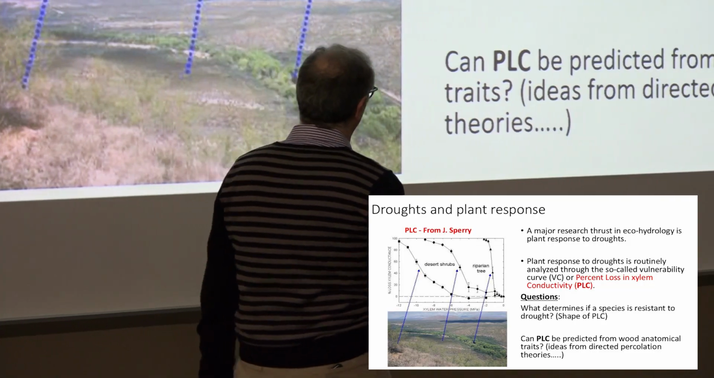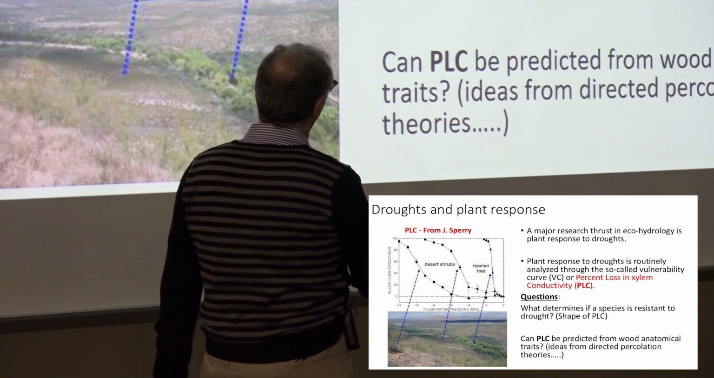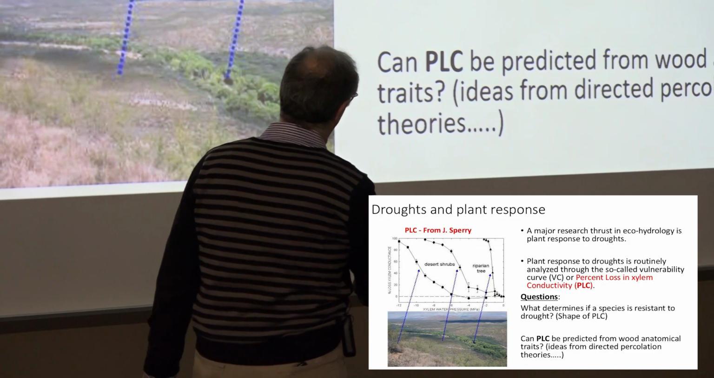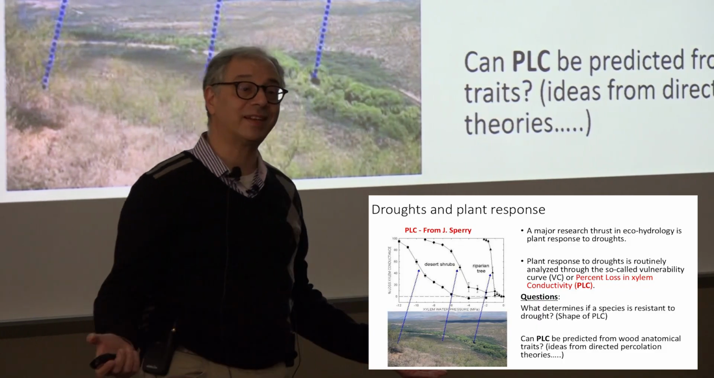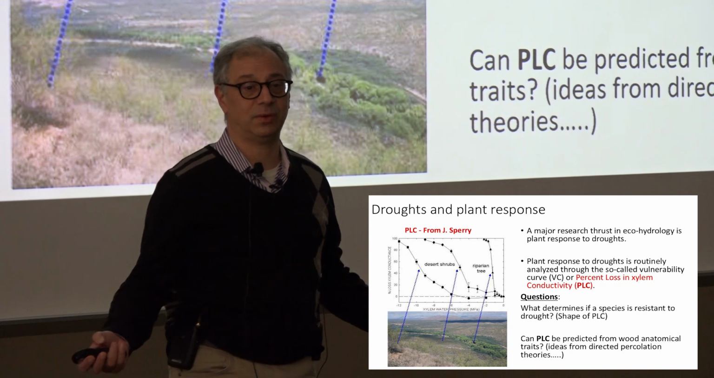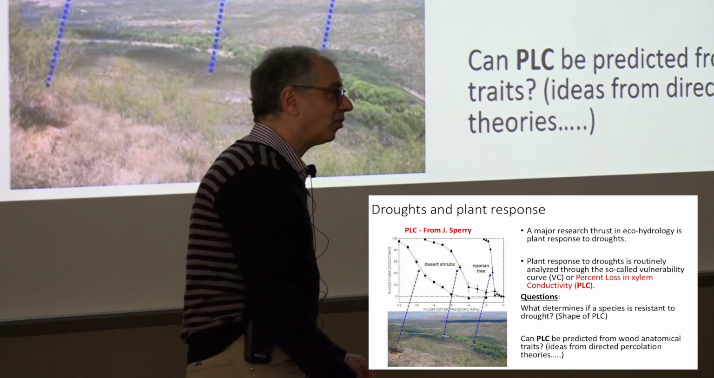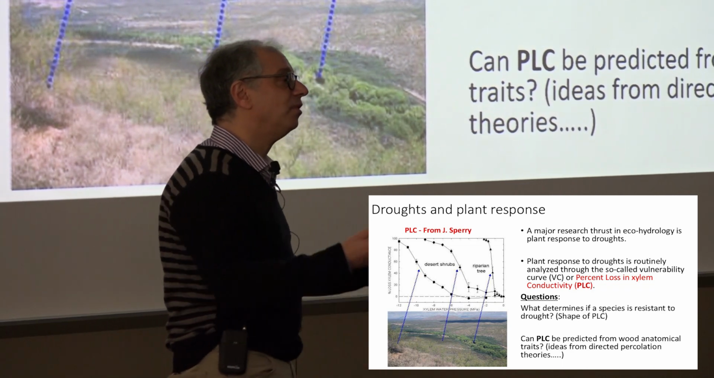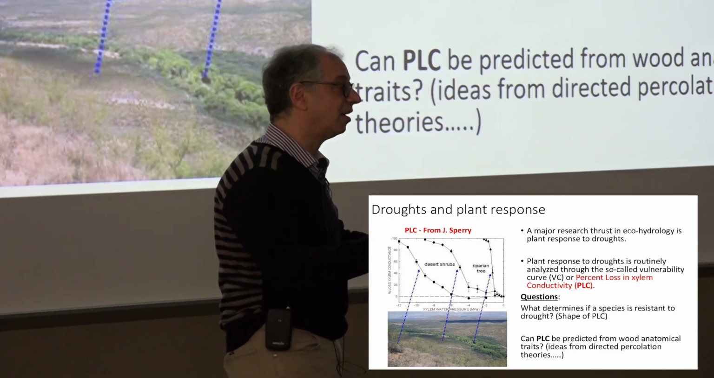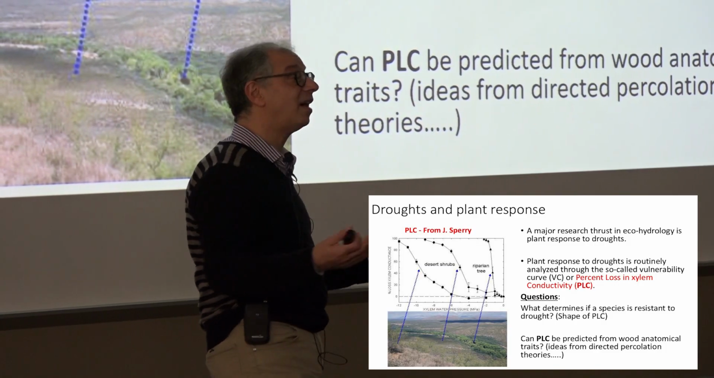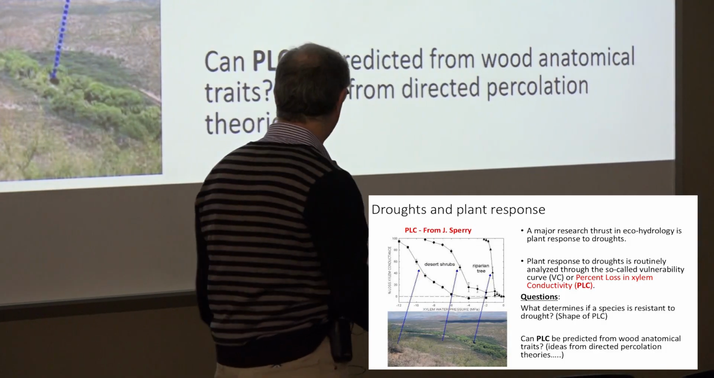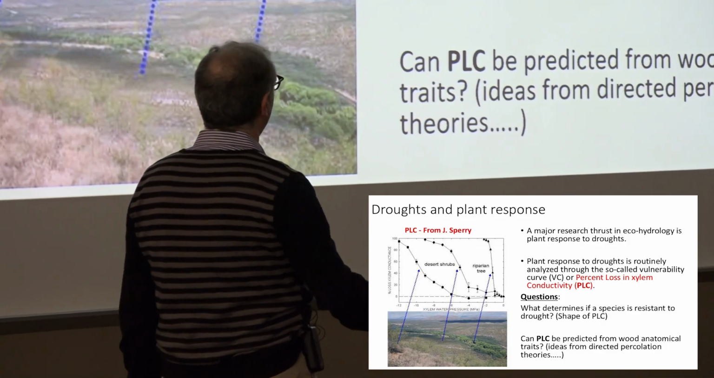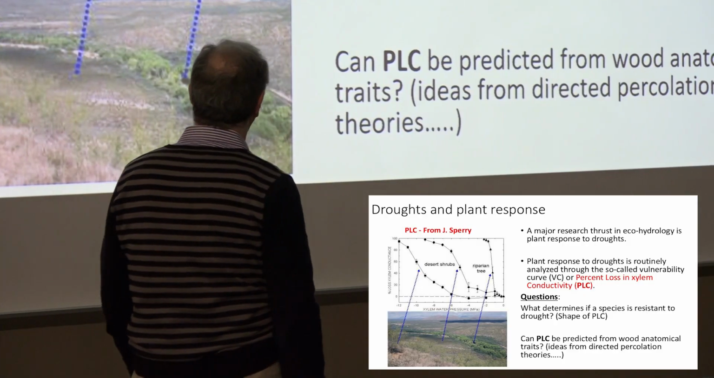Now, this vulnerability curve sometimes is referred to as PLC, percent loss in xylem conductance, and it has some resemblance to the hydraulic conductivity function in soil physics. So if you remember in soil physics, in unsaturated flow, if you recall Darcy's law, there is an unsaturated hydraulic conductivity that varies with soil moisture or soil pressure. And of course, the drier the soil becomes, the less conductive it is.